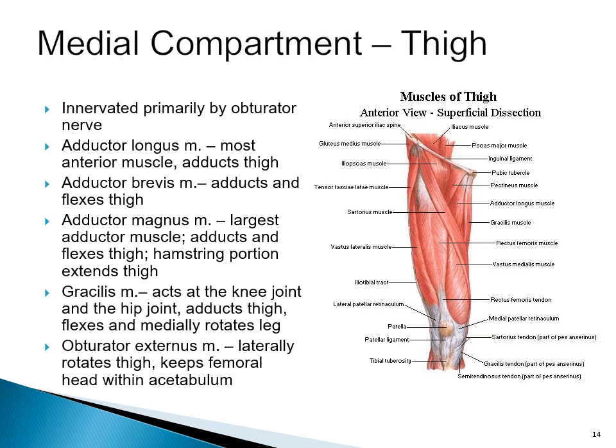Medial compartment of the thigh, the innervation is primarily the obturator nerve for these muscle groups. These muscles are the adductor longus muscle, adductor brevis muscle, adductor magnus muscle, gracilis muscle, and obturator externus muscle.